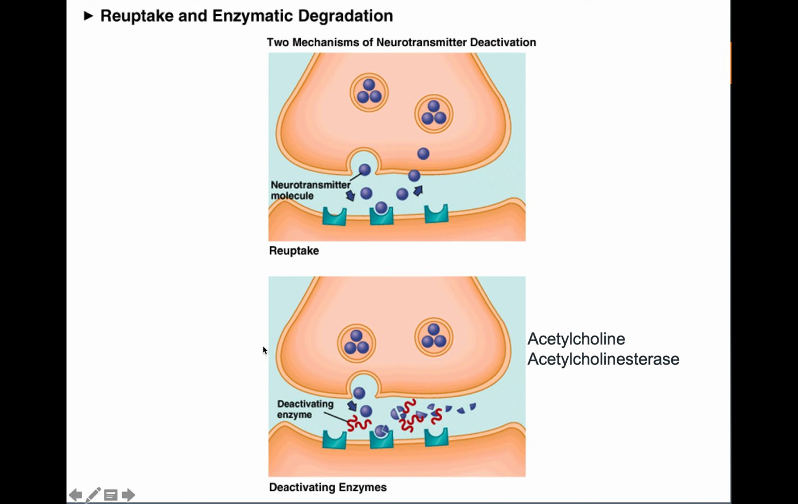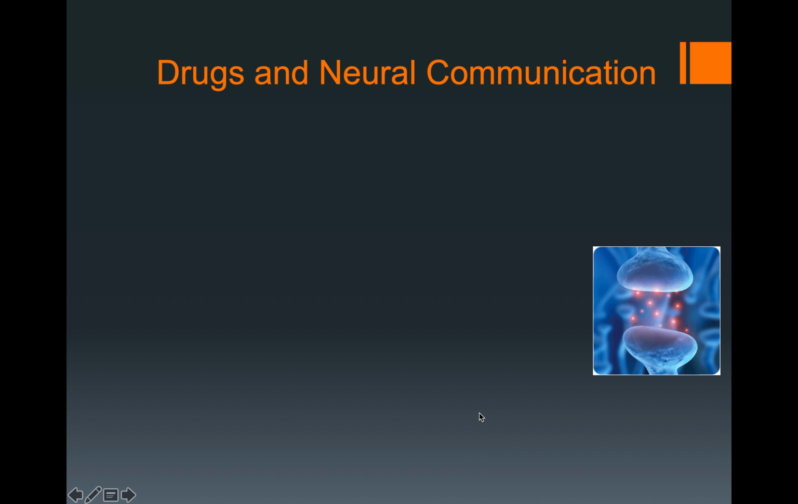The other mechanism is for neurotransmitters to be destroyed by deactivating enzymes. So again, the neurotransmitter is released into the synapse, it can bind to a receptor, but then in this case you have these deactivating enzymes that are breaking down the neurotransmitter so that it's no longer activated. We see that with acetylcholine and acetylcholinesterase. Acetylcholine is a neurotransmitter, and acetylcholinesterase in the synapse breaks down acetylcholine into acetate and choline, so it can no longer bind to acetylcholine receptors. And so some drugs work by impacting that process.